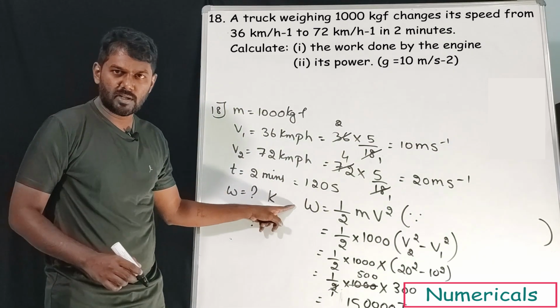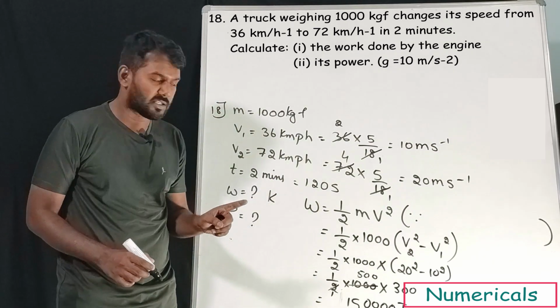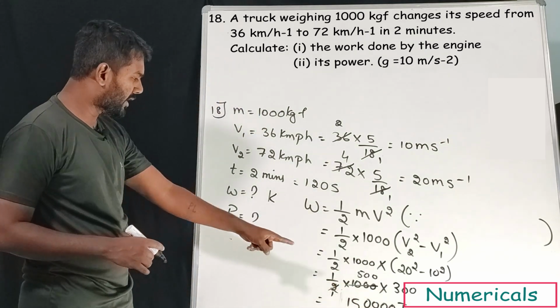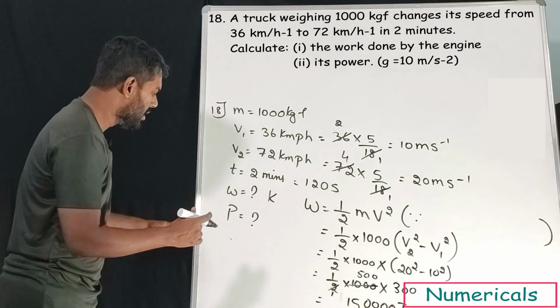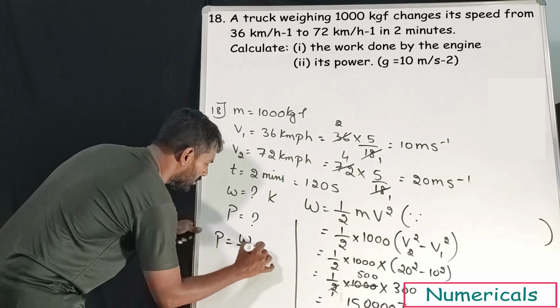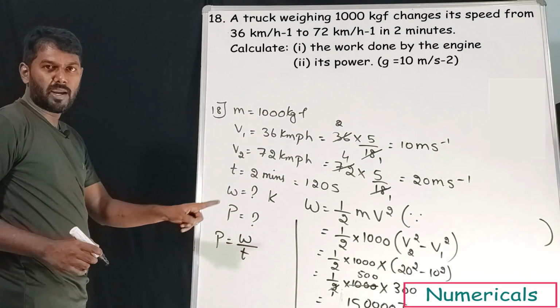So whether it is work done or kinetic energy or potential energy, if something ends with energy, the unit will be joules only. Now we got to know the value of work done. We'll find the value of power. Okay, what is the formula for power? That is nothing but work done by time taken.